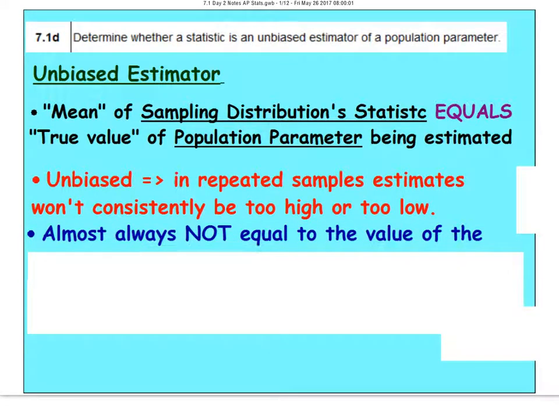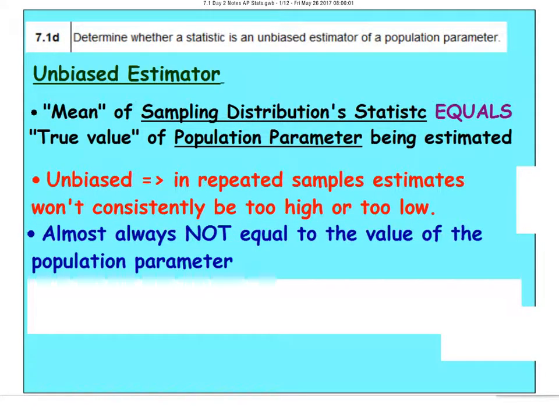Another point, almost always it's not equal to the value of the population parameter. We're just taking many samples. So if we only take 100 samples and we average it out, it's not going to represent the true population, but it's going to be close to it. It may not equal it exactly, and that's okay as long as it's close.